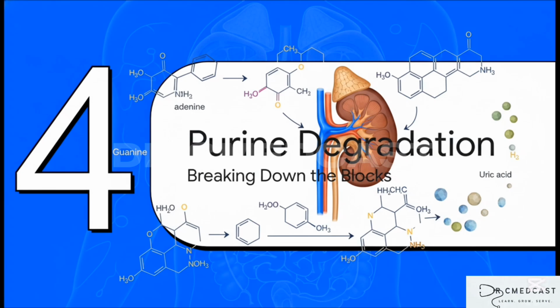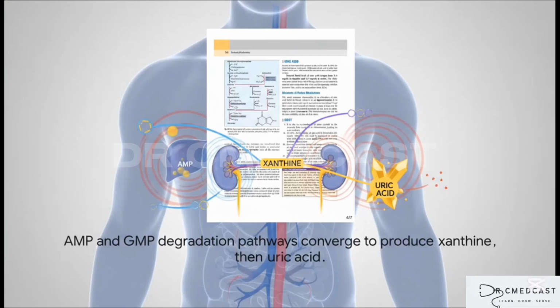Okay, so we've seen how purines get built and how they get recycled, but what happens when they're old and not needed anymore? Well, the body has to have a way to break them down and get rid of them, and that brings us to purine degradation. So when it's cleanup time, both AMP and GMP are taken down a very similar disassembly line. They get stripped down piece by piece until they both end up as this intermediate molecule called xanthine. And from there, one really important enzyme, xanthine oxidase, steps in and converts xanthine into the final waste product, uric acid. This uric acid then gets shipped off to the kidneys to be flushed out.